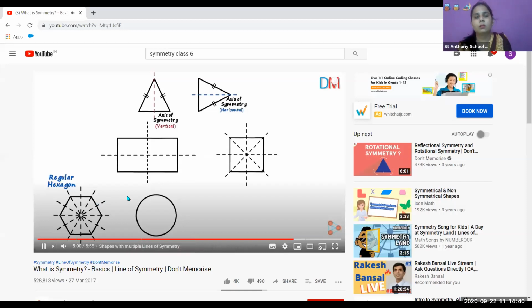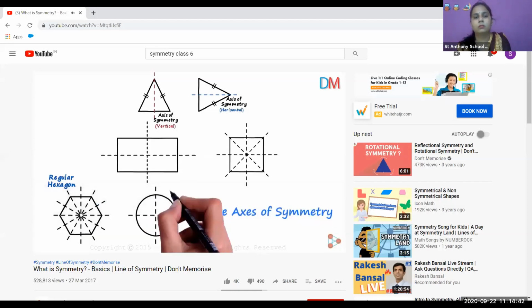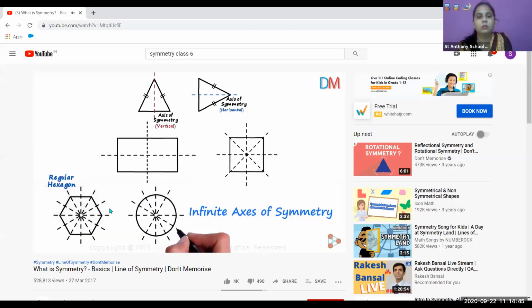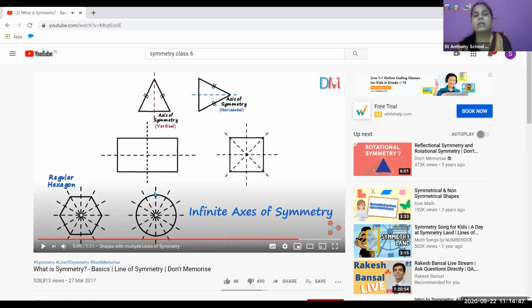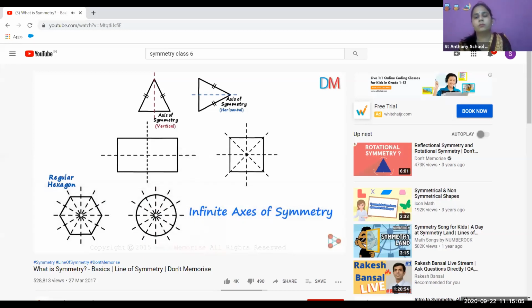A circle, on the other hand, has infinite axes of symmetry, no matter how we draw the line passing through this. So a circle has infinite axes of symmetry because many lines can be drawn from the center of the circle, right? So that's why it has infinite axes of symmetry. The two parts formed will always fold perfectly along that line.